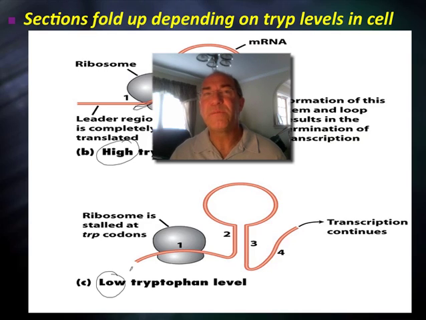If there's not enough tryptophan in the cell, then when the ribosome reaches that UGG in the A site of the ribosome, it's going to stop, or it's going to stall, as it says here. And when it stalls, that allows sections 2 and 3 to fold up, because the ribosome has stopped right here. If sections 2 and 3 fold up, then 3 is no longer available to fold up with 4, and therefore we have no 3 and 4 folding.